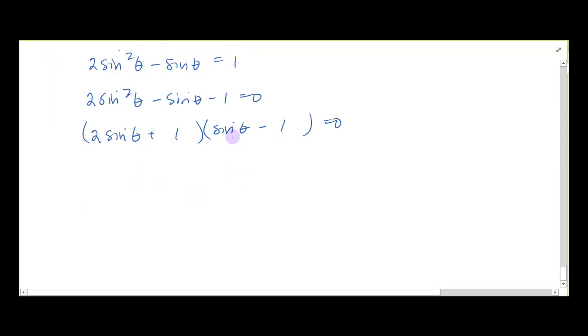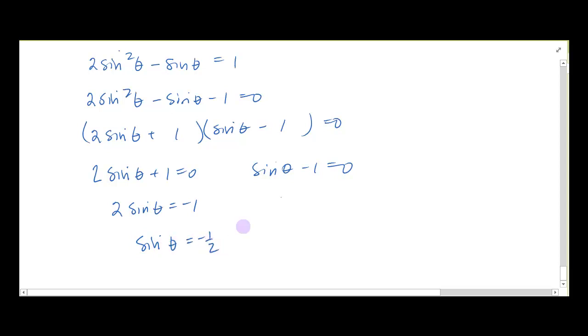Now that I have these factors set equal to 0, I can set each of those to 0 and solve. So I have 2 sine theta plus 1 equals 0, and sine theta minus 1 is equal to 0. Solving the left-hand equation, I get 2 sine theta is negative 1, so sine theta would be negative 1/2. And over here, I add 1 to the other side, and I see that sine theta would be positive 1.